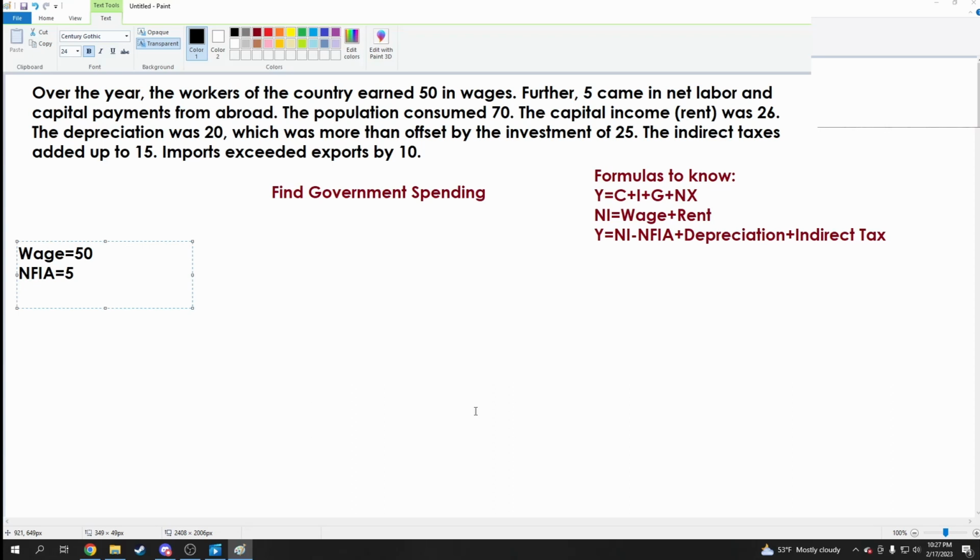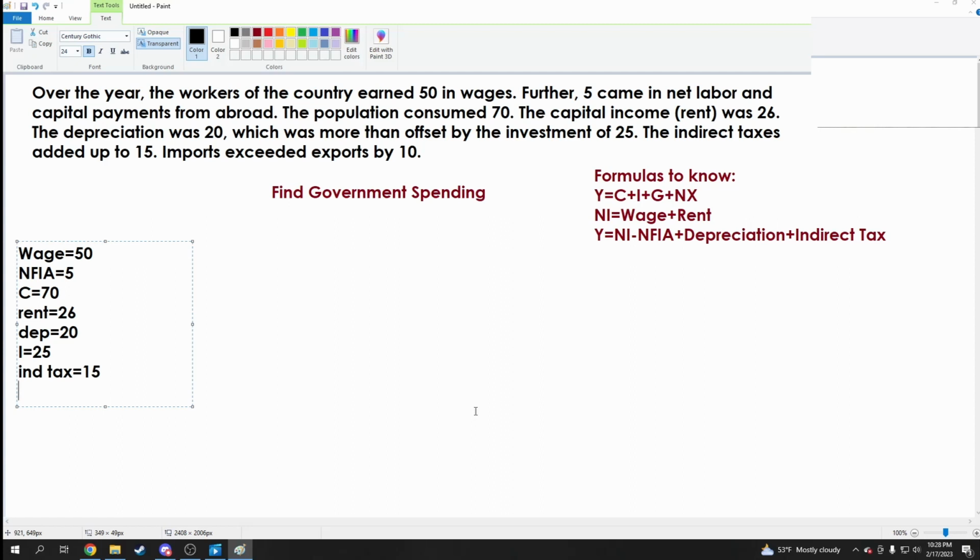Population consumed 70, so the consumption, C, was 70. Capital income, also known as rent, was 26. Depreciation was 20. Investment was 25. We'll just put an I for that. Indirect tax, 15.